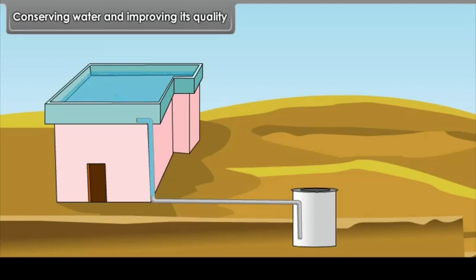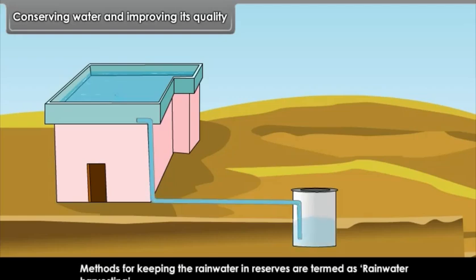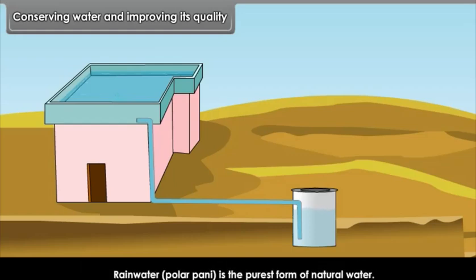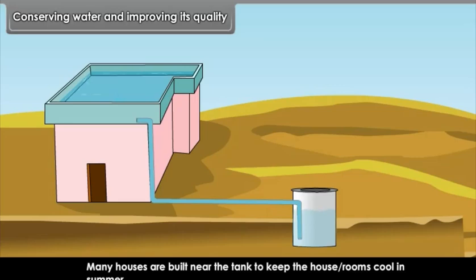Rainwater harvesting. Methods for keeping the rainwater in reserves are termed as rainwater harvesting. Do you know? Rainwater can be stored in the tank for 3 to 5 years, making it a regular source of drinking water. Rainwater, paani, is the purest form of natural water. It is often used to cure ailments of sick people. Many houses are built near the tank to keep the house or rooms cool in summer.